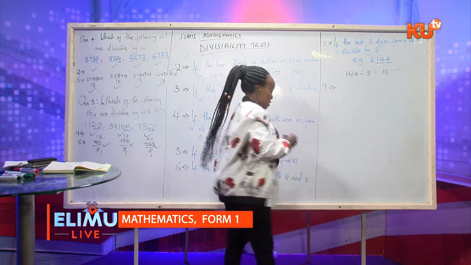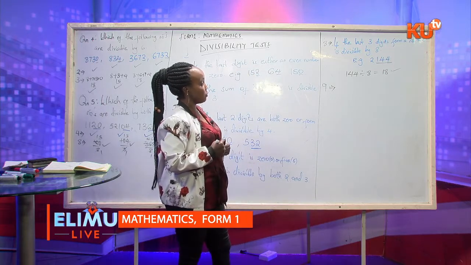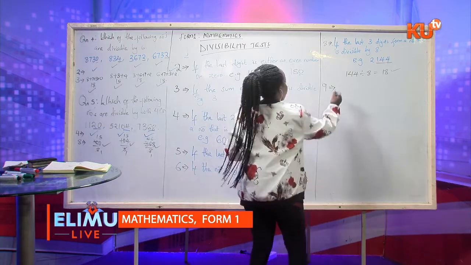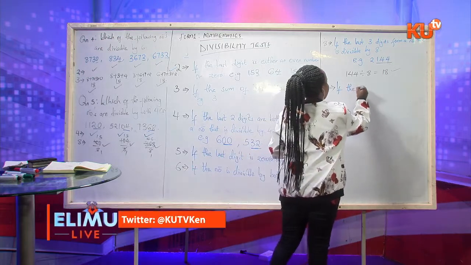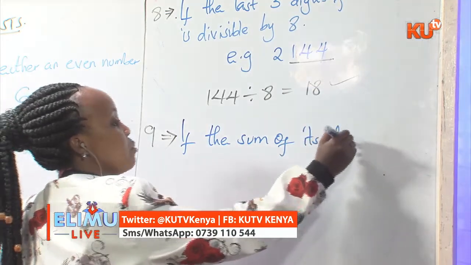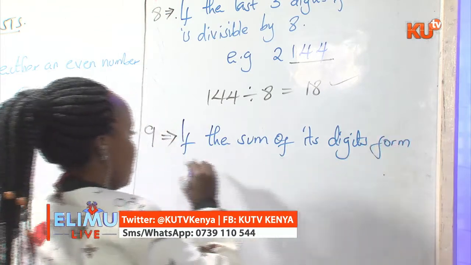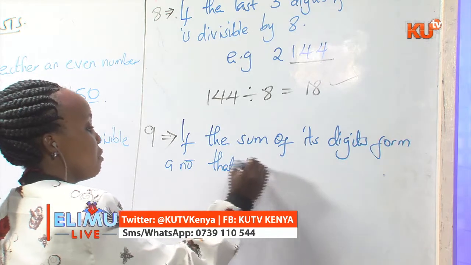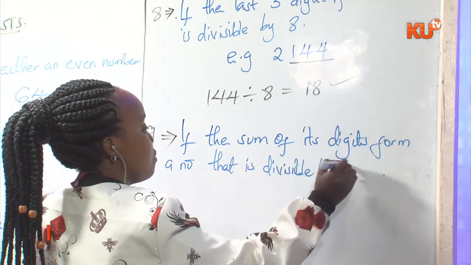So as we say, a number is divisible by 9 if the sum of the digits form a number that is divisible by 9. It just looks like the one for 3. So I'm saying a number is divisible by 9 if the sum of its digits form a number that is divisible by 9.